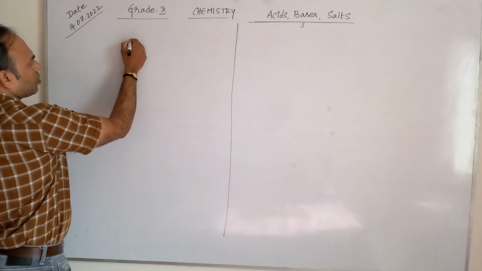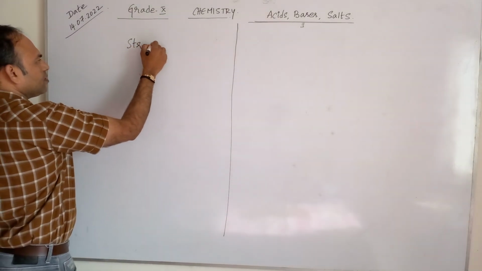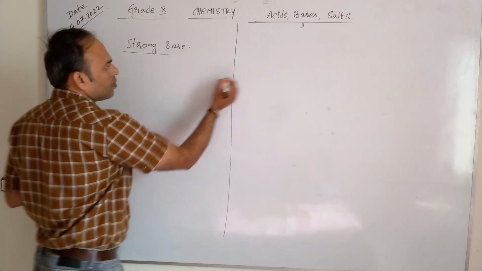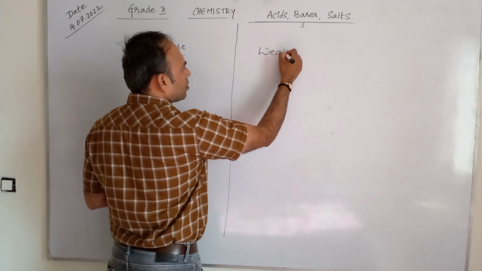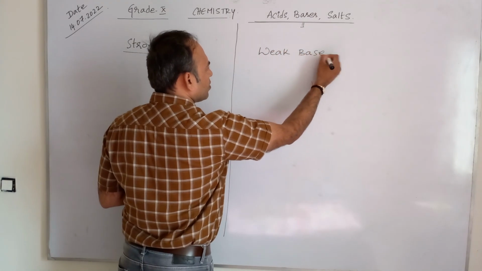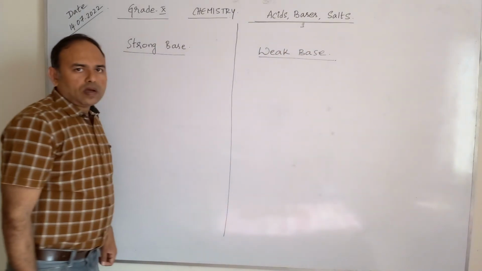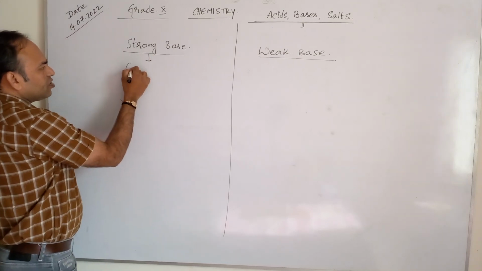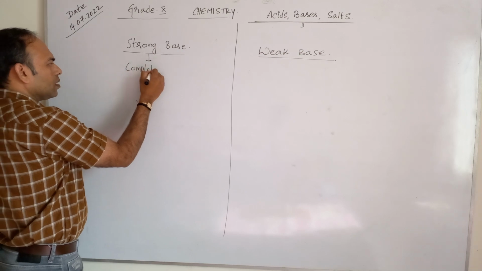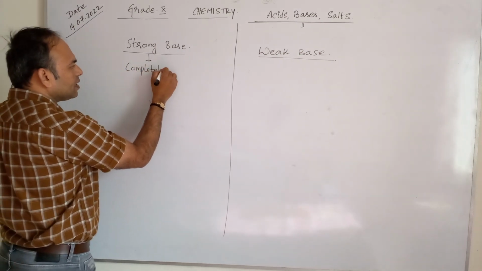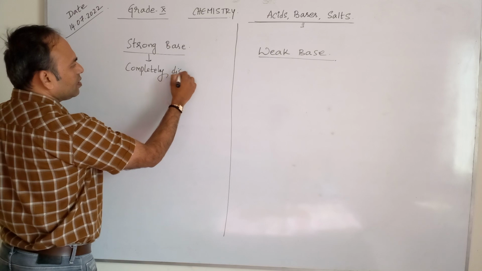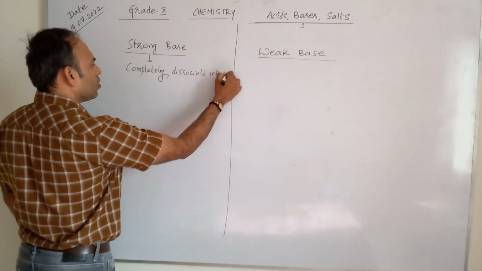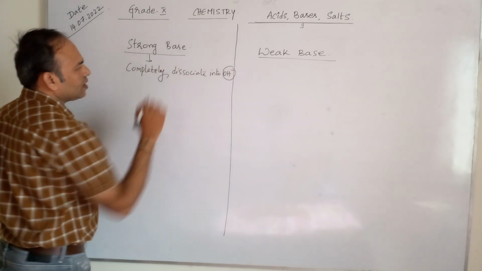Next, strong base or bases. Next comes a weak base. Now, what is a strong base? Once again, with the definition of acid, we know the base which completely dissociates into OH minus hydroxyl ions.